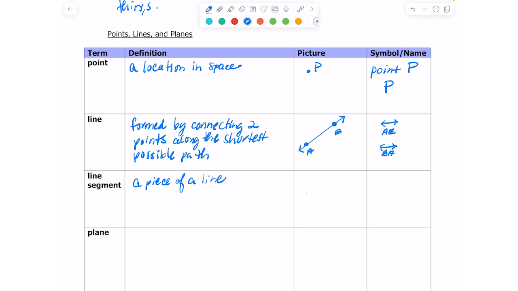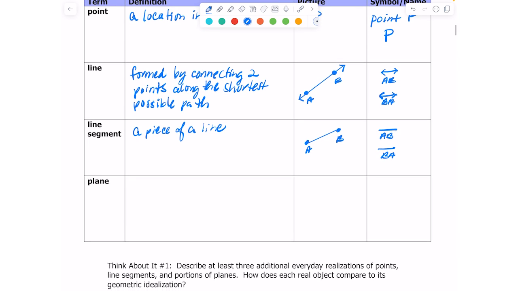So we'll take A and B again, but this time we're not going to put arrows because we don't care about what is after B or before A. We only care about from A to B inclusive. So the symbol for that looks very similar to a line, except again, you're not going to have the arrows. You can also reverse it and call it line segment BA as well.